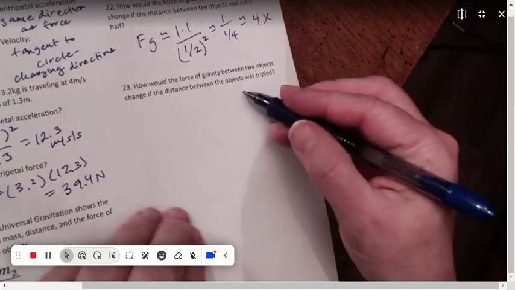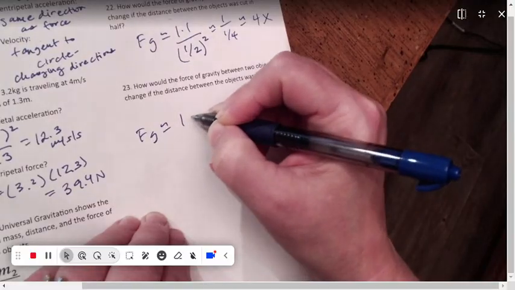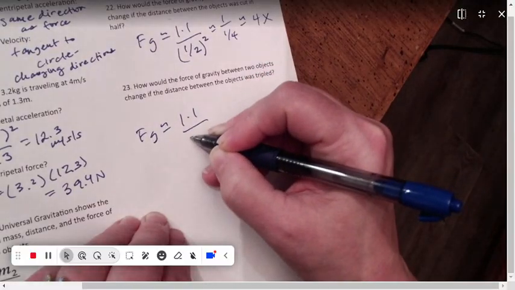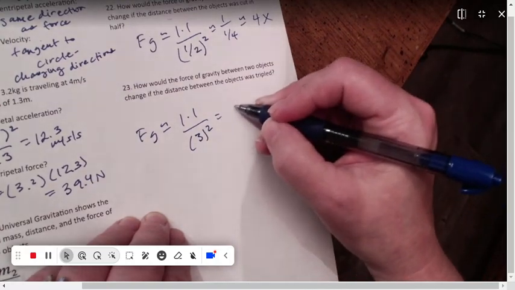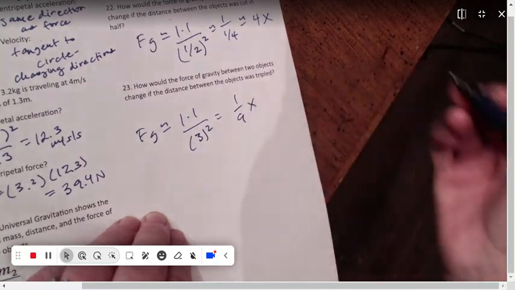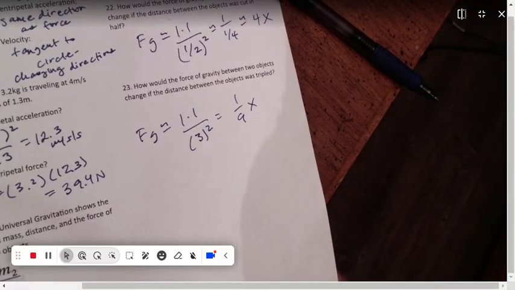Last one, distance is now going to be tripled. So now I've got force of gravity is 1 times 1 for the mass divided by 3 squared for the distance being tripled, and that gives me 1/9. So now if I triple my distance, if I make them 3 times farther apart, that's going to drop my force of gravity value. Okay, so that is the study guide.